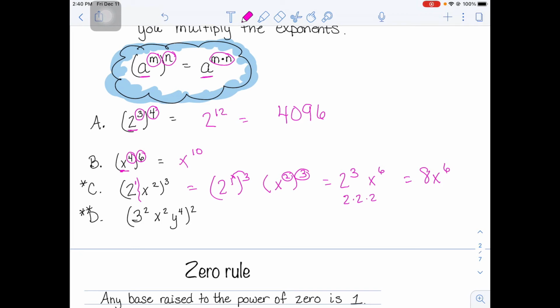So pause for a minute and see if you can do D, and then check your work. All right, so your final answer should be 81, x to the 4th, y to the 8th.